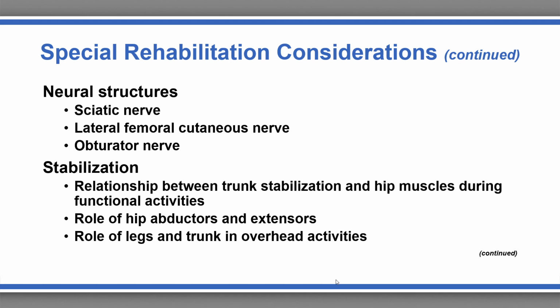And then finally, another example of a nerve would be the obturator nerve. The obturator nerve passes or enters the pelvis and provides sensory and motor innervation to the medial thigh. And so this can cause sensory changes and adductor weakness when you have entrapment of the obturator nerve.